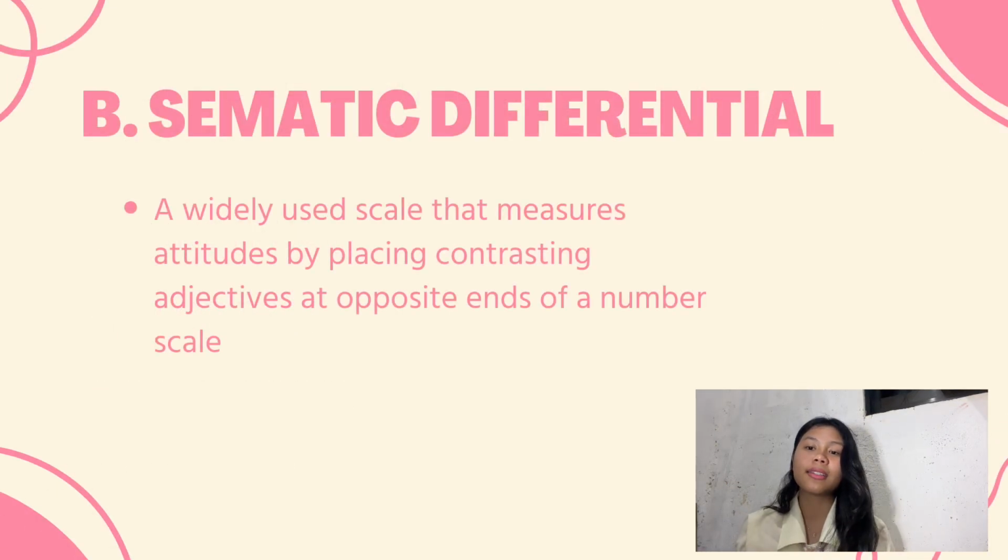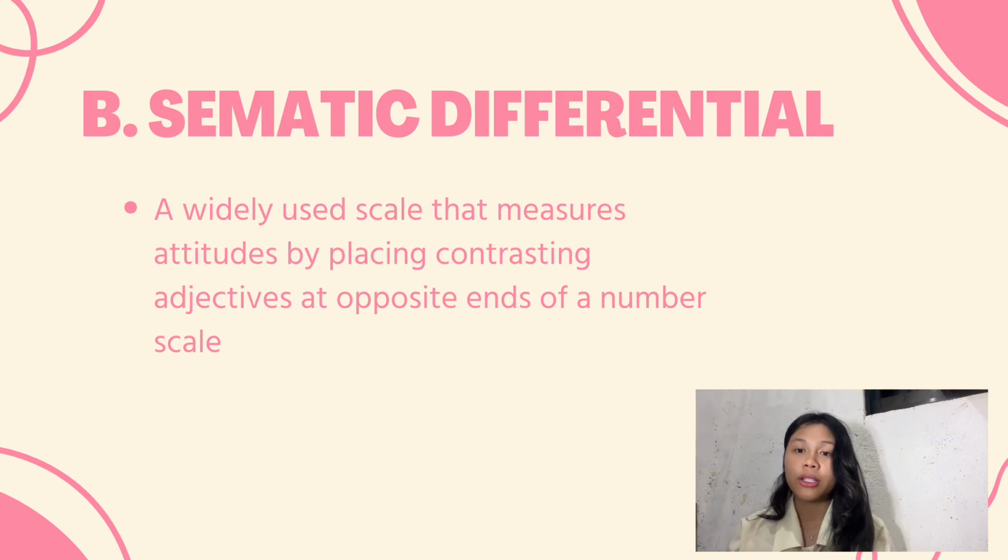Now, let us discuss the semantic differential that is under the self-report questionnaires. The semantic differential is a widely used scale that measures attitudes. It works by placing two contrasting or opposite objectives at the ends of a number scale, such as, for example, good and bad, or easy and difficult. Respondents choose a point on the scale that best represents how they feel about a particular idea, object, or experience.